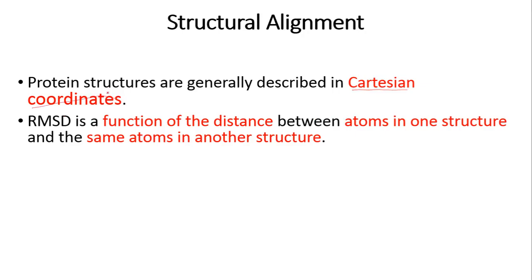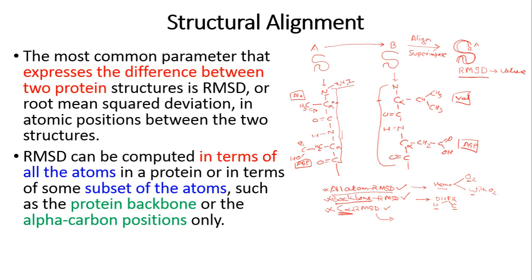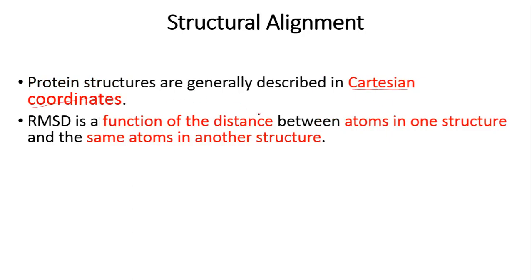Okay, so now this RMSD is basically a function of the distance between an atom in one structure and the same atom in another structure. So what is RMSD basically? What is the distance of the C alpha carbon atom from protein A as compared to protein B? Okay, so the comparative distance of analogous atoms from protein A and protein B, based on this distance, we would calculate this RMSD. Okay, so this is what it is.